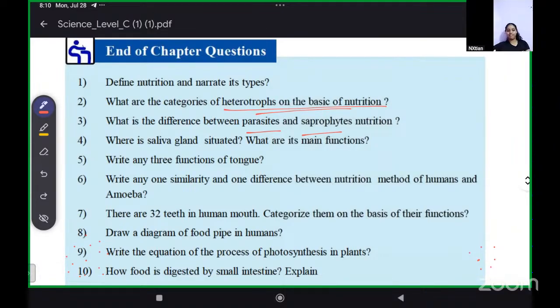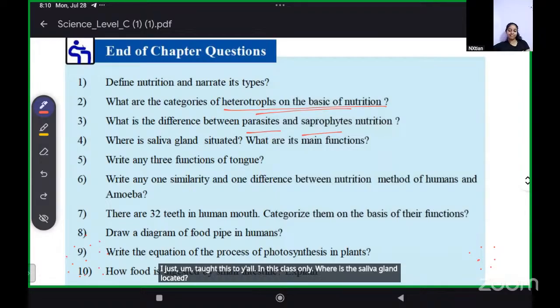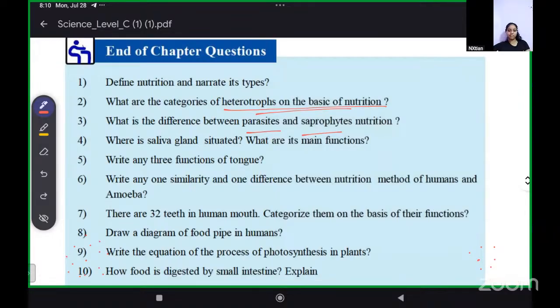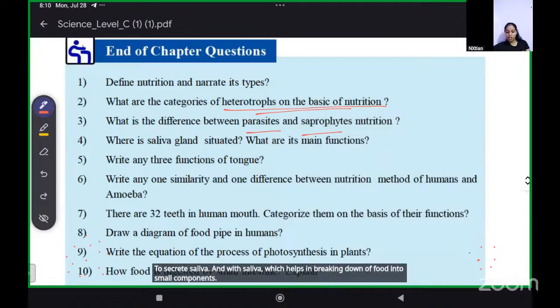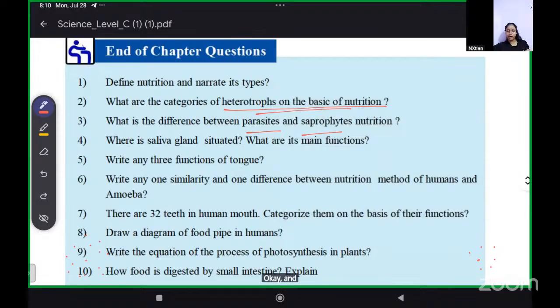I just taught this to you all in this class only. Where is the saliva gland located? Abraham? Ma'am, at the back of the tongue. And what is its main function? Its main function is to secrete saliva. To secrete saliva, and with saliva which helps in breaking down of food into small components. Okay. And also helps in swallowing of food.